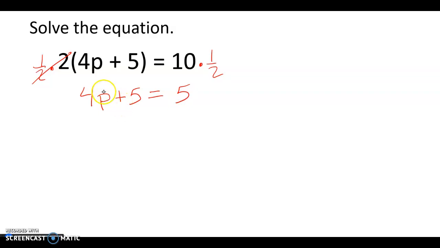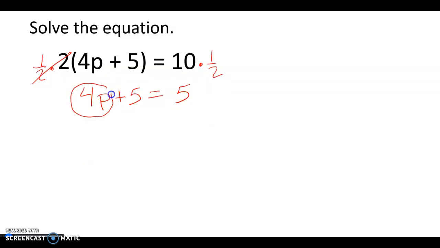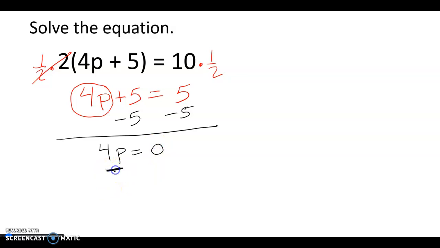Then I need to go ahead. Here's my variable term. So I need to get rid of the plus 5. So I'm going to do minus 5 and minus 5. So I get 4p equals 5 minus 5 is 0. Then I divide by 4. And 0 divided by 4 is 0. So p equals 0.